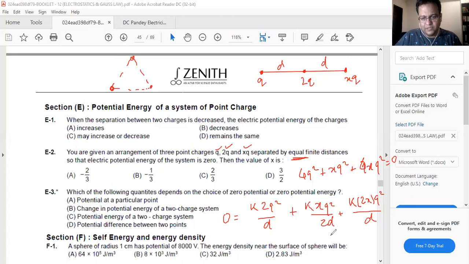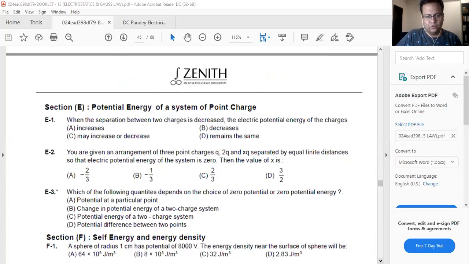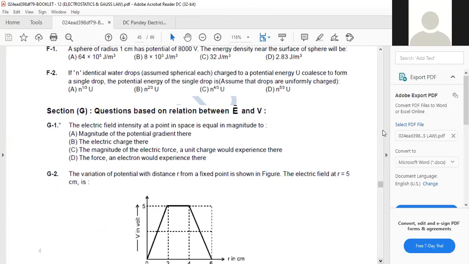What answer is coming from here, by the way? X is coming out as -2/3. But yes, the statement should have been more clear. Right? Anyways, next. Section F, leave it for now, not needed.